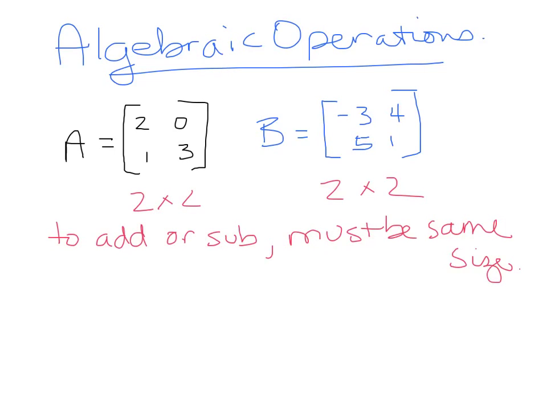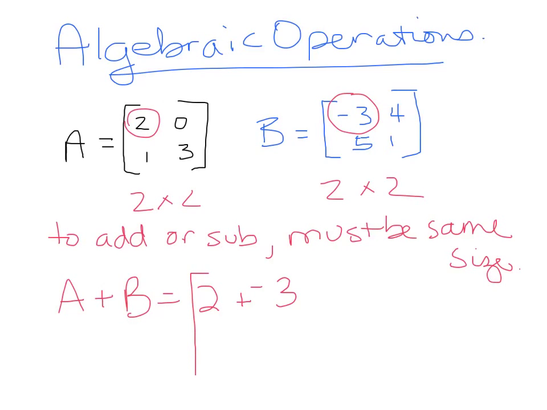Oops, try this again. A plus B would equal, looking at first row, first column, this one and this one. So we're going to say 2 plus the negative 3 in that first row, first column entry. The second entry, let's see, the first row, second column, so this one and this one will make up the first row, second column result. And we're going to do that with all the entries.